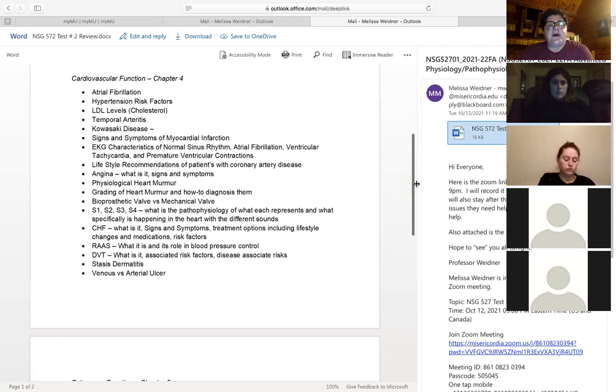When you look at the heart sounds, S1, S2, S3, and S4, just be aware of what is happening within the heart at each of those different times. Not necessarily how you hear them, but when you hear them, what does that represent? CHF, that's something you'll see a lot. But again, what is it? What happens? The signs and symptoms, lifestyle changes and medications, and the risk factors.